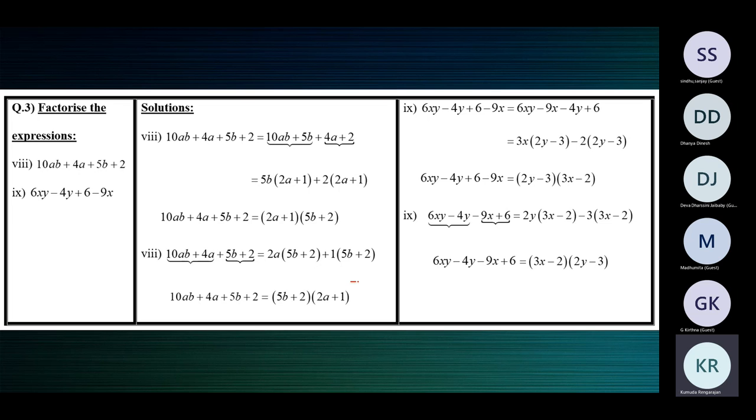So this is the original, that is taking the terms as it is given in the question. 10ab plus 4a plus 5b plus 2. This one is rearranging. Similarly here, taking it as it is in the question. Here, I've just rearranged.